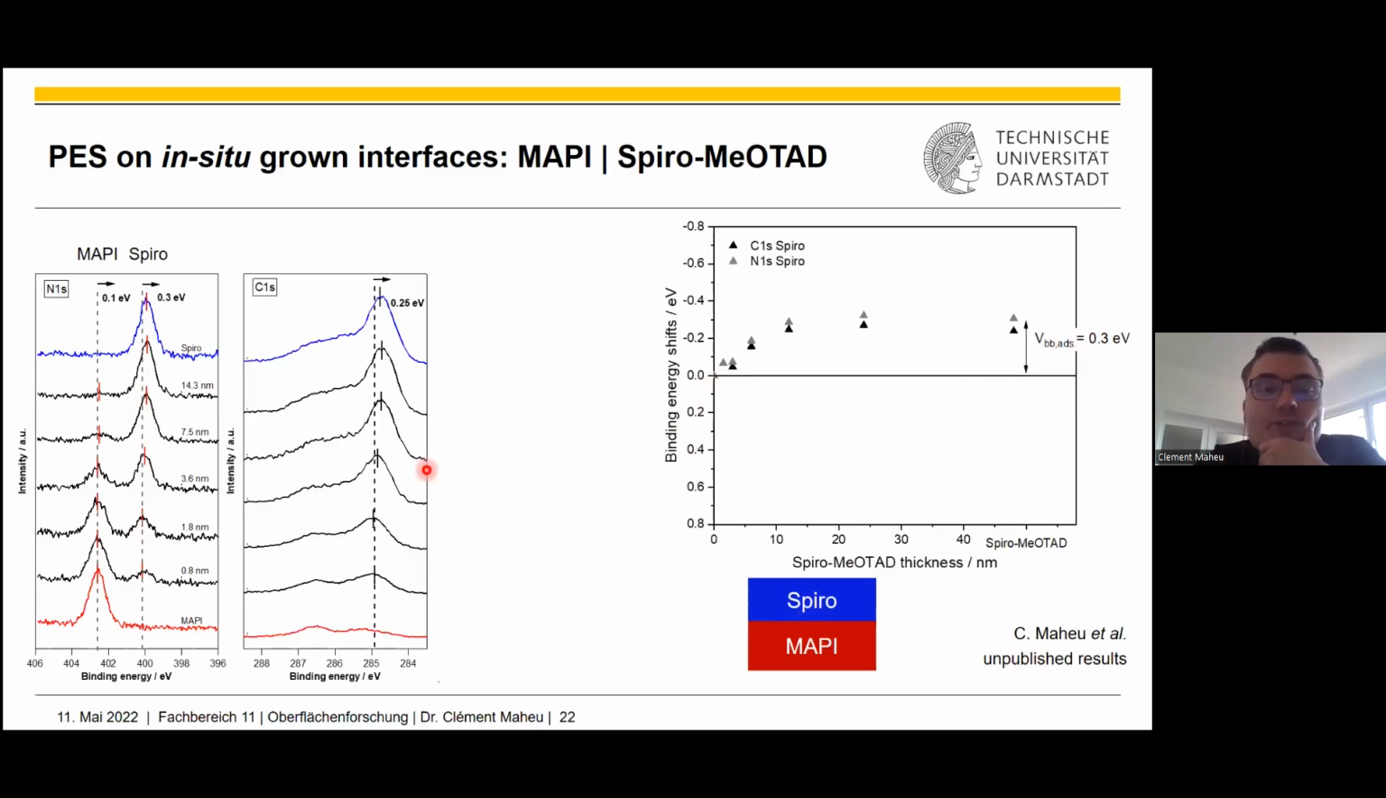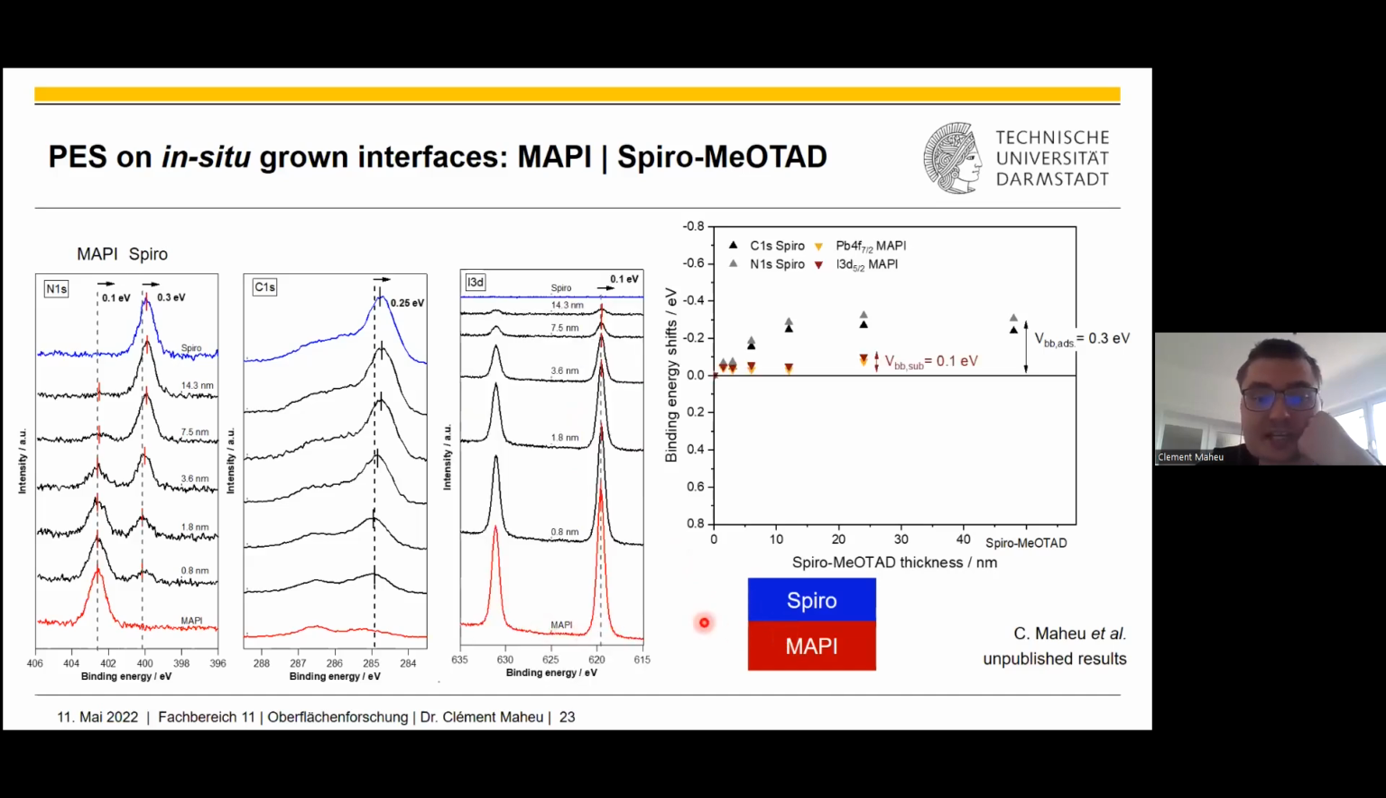And you can use other core levels to probe that. And it's the same with the carbon 1s peak. You also observe a shift. And you can also do it with the core level that you should observe inside your perovskite layer. So this time you probe the iodine peak, and at the beginning you have a strong intensity until it completely disappears because you're only measuring spiro. And this time you can see a shift of 0.1 electron volt, which is the same as you observe here. And this indicates the band bending of your material inside the MAPI and inside the spiro.